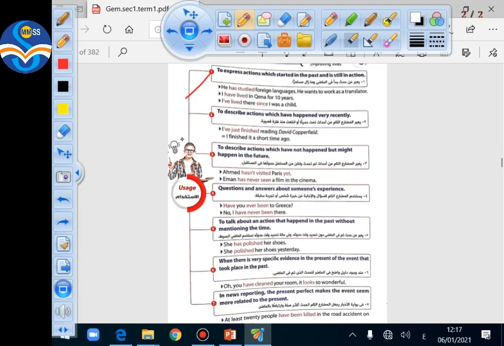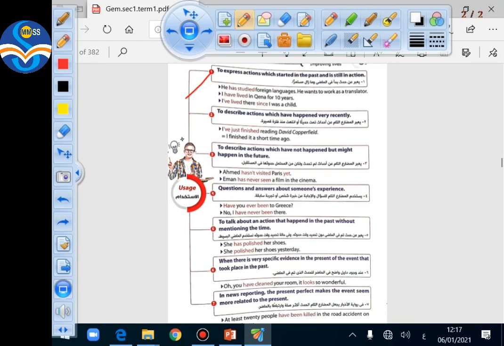For example, when I say it has rained yesterday. Why did I say it has rained yesterday? Because the floor or the ground is still wet. And as we see here, he has studied foreign languages. He wants to work as a translator. Why do we use the present perfect here? Because studying a foreign language is still affecting him till now, so he would like to work as a translator.